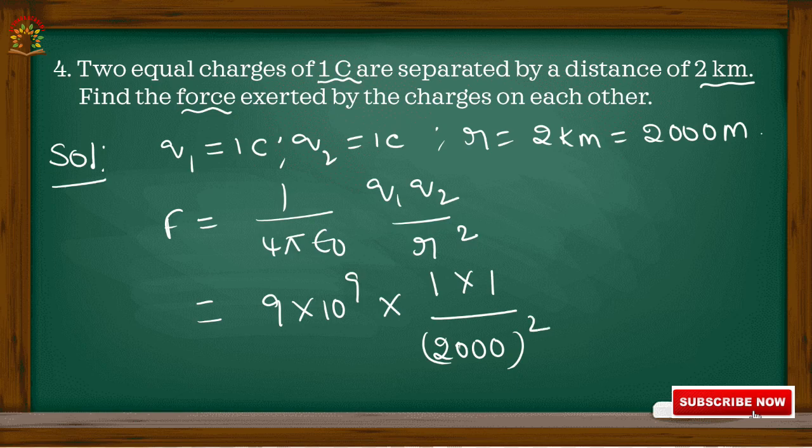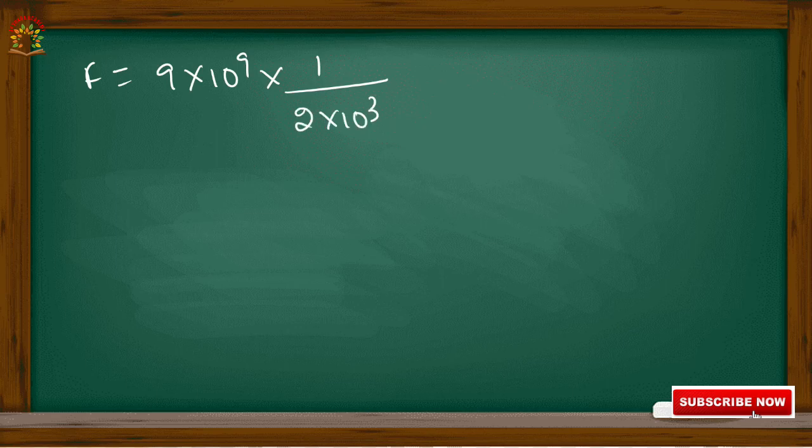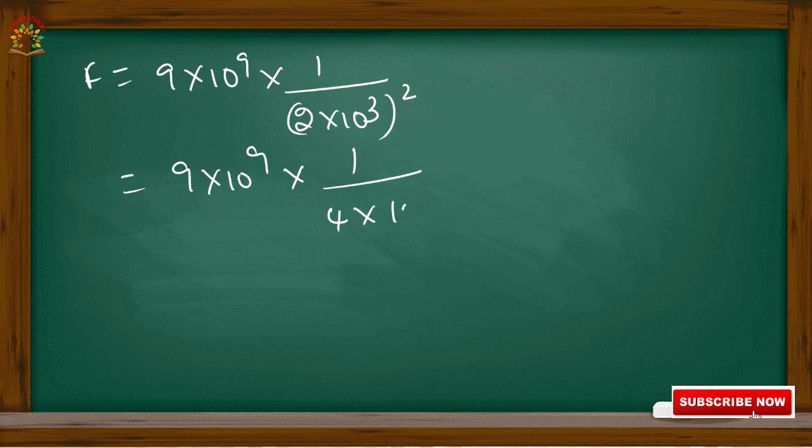So that is equal to 9 into 10 to the power of 9, 1 into 1, by 2000 whole square, which can be written as 2 into 10 cube whole square. So that is equal to 9 into 10 to the power of 9 into 1 by 2 square is 4, 10 cube whole square is 10 to the power of 6. So 9 by 4 into 10 to the power of 9. Here 10 to the power of 6 will go to the numerator, it becomes 10 to the power of minus 6.